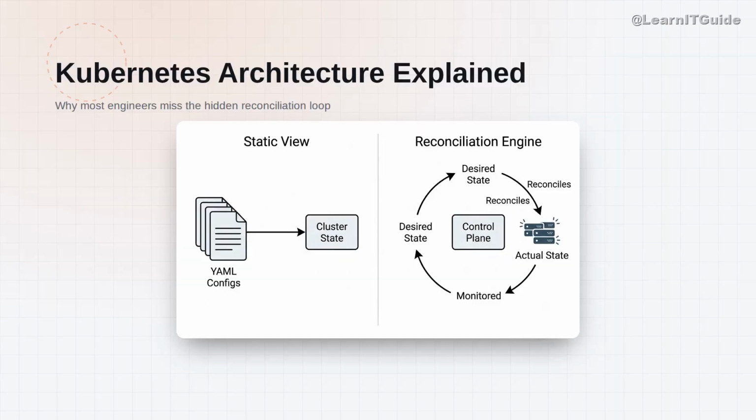Hey everyone, welcome back. In this video, I am going to walk you through the internal architecture of Kubernetes. Most engineers get this wrong because they treat the system as a collection of static files instead of a living, breathing reconciliation engine. And you know why this matters? Because when your production cluster hits a bottleneck at 3 in the morning, you need to understand how the control plane and data plane actually talk to each other to fix it.